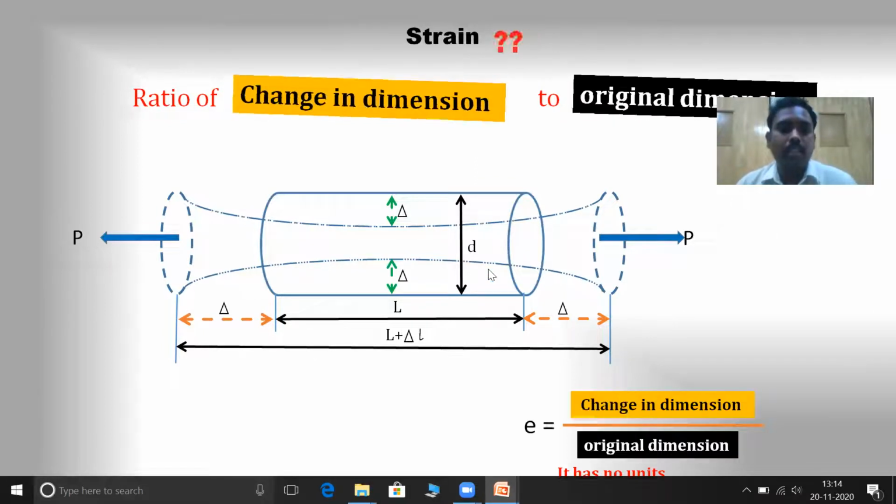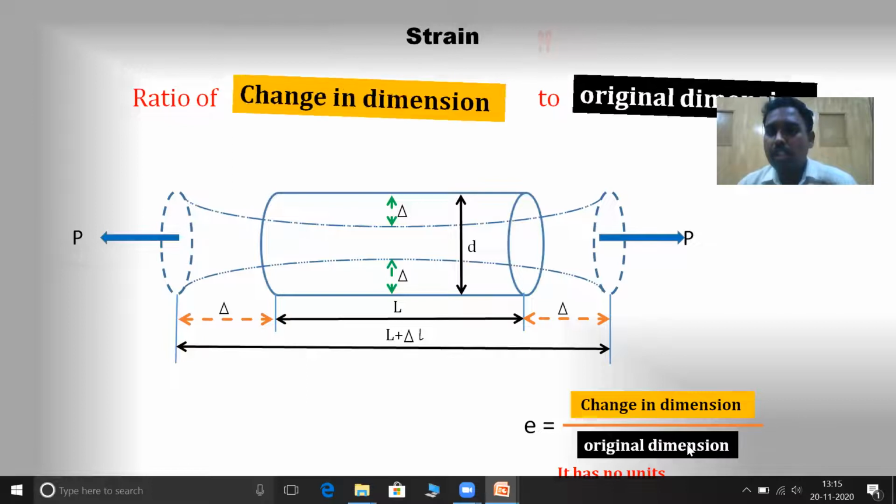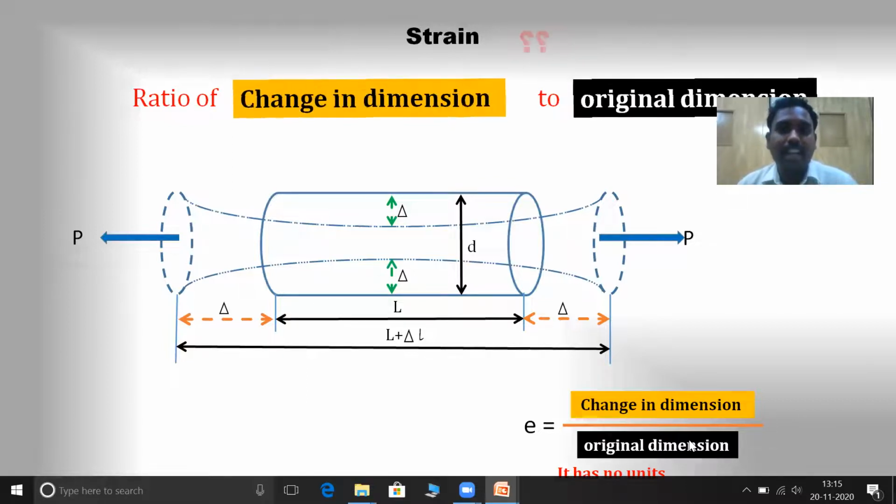Now let us see in terms of formula, the strain is represented with the help of alphabet E. Sometimes in some of the textbooks, it is represented with the help of epsilon. So I will take it as a small letter e. That is change in dimension to original dimension. And one thing you need to understand, it has no units.